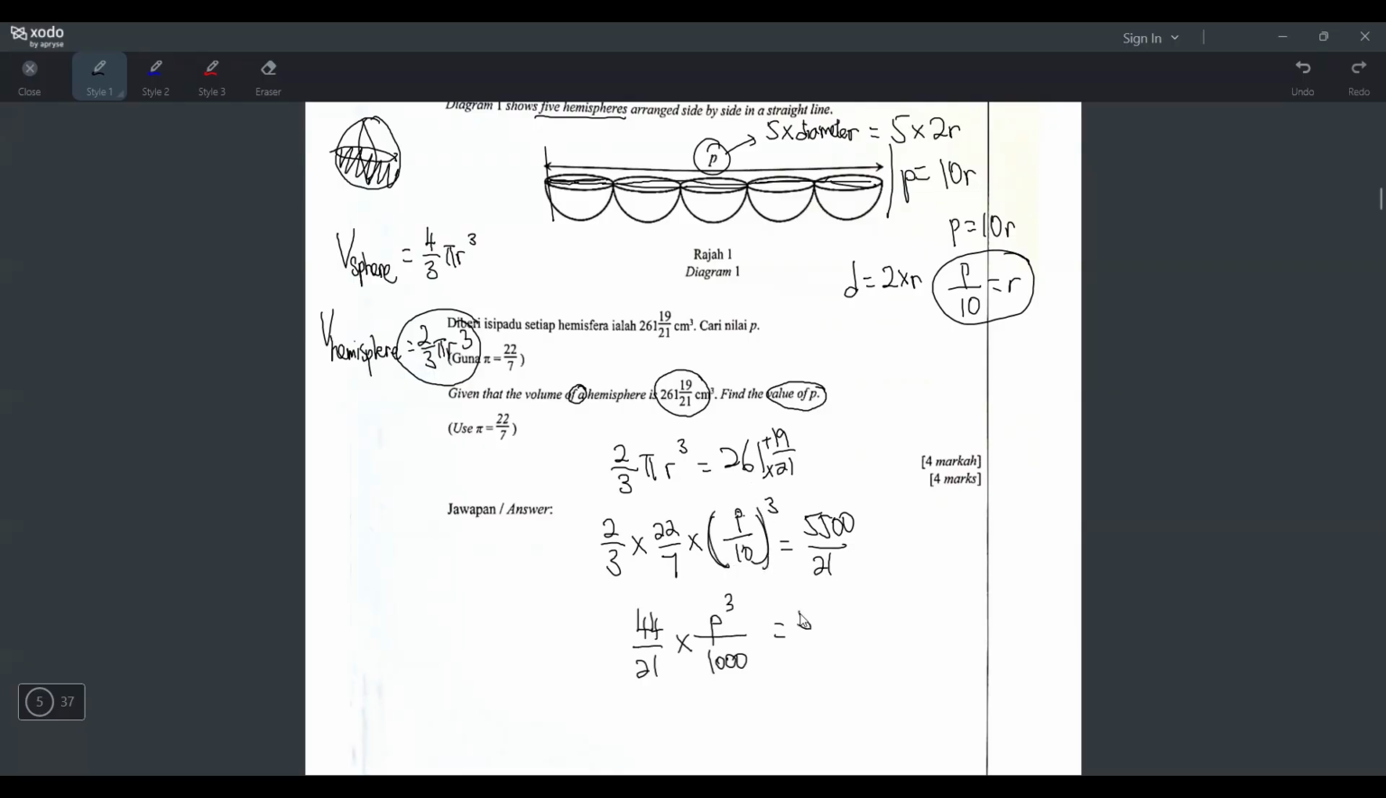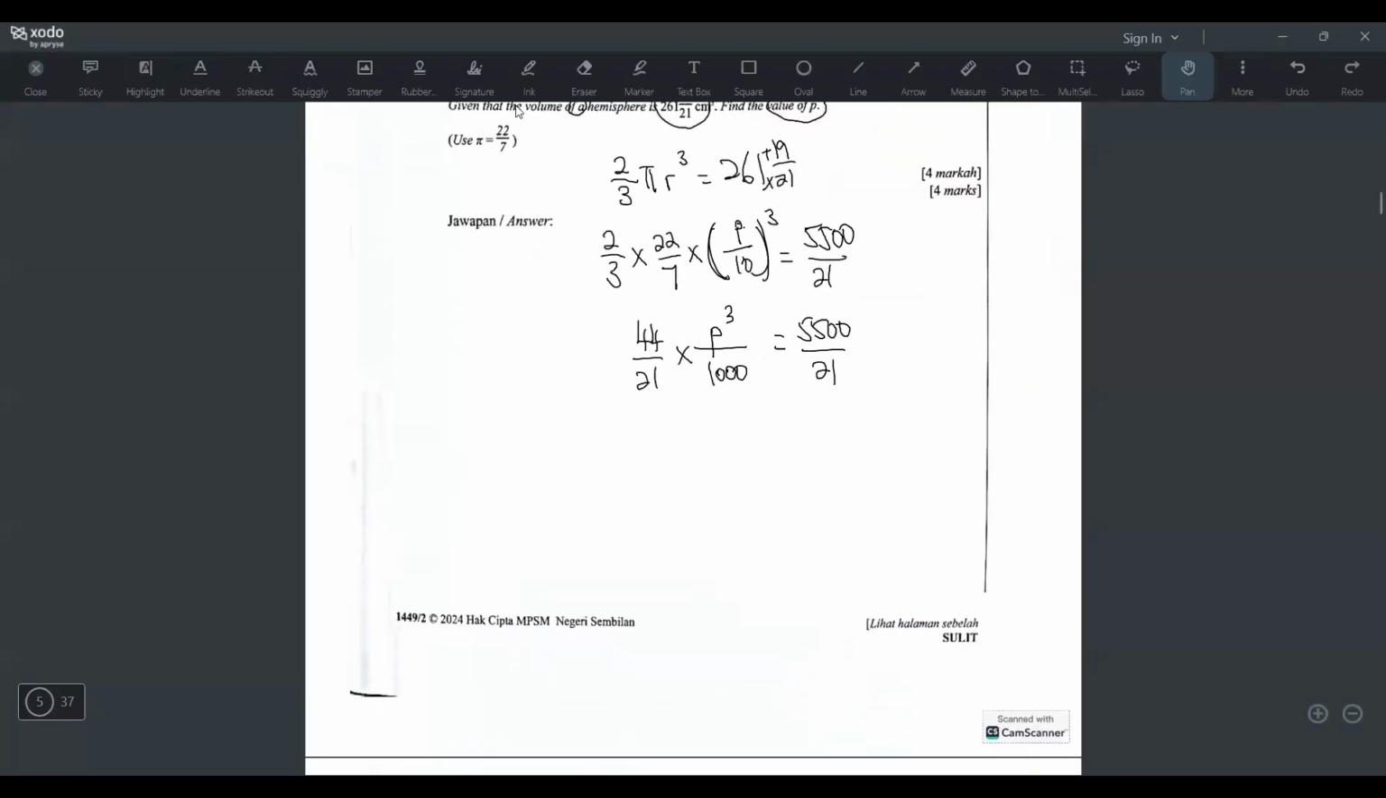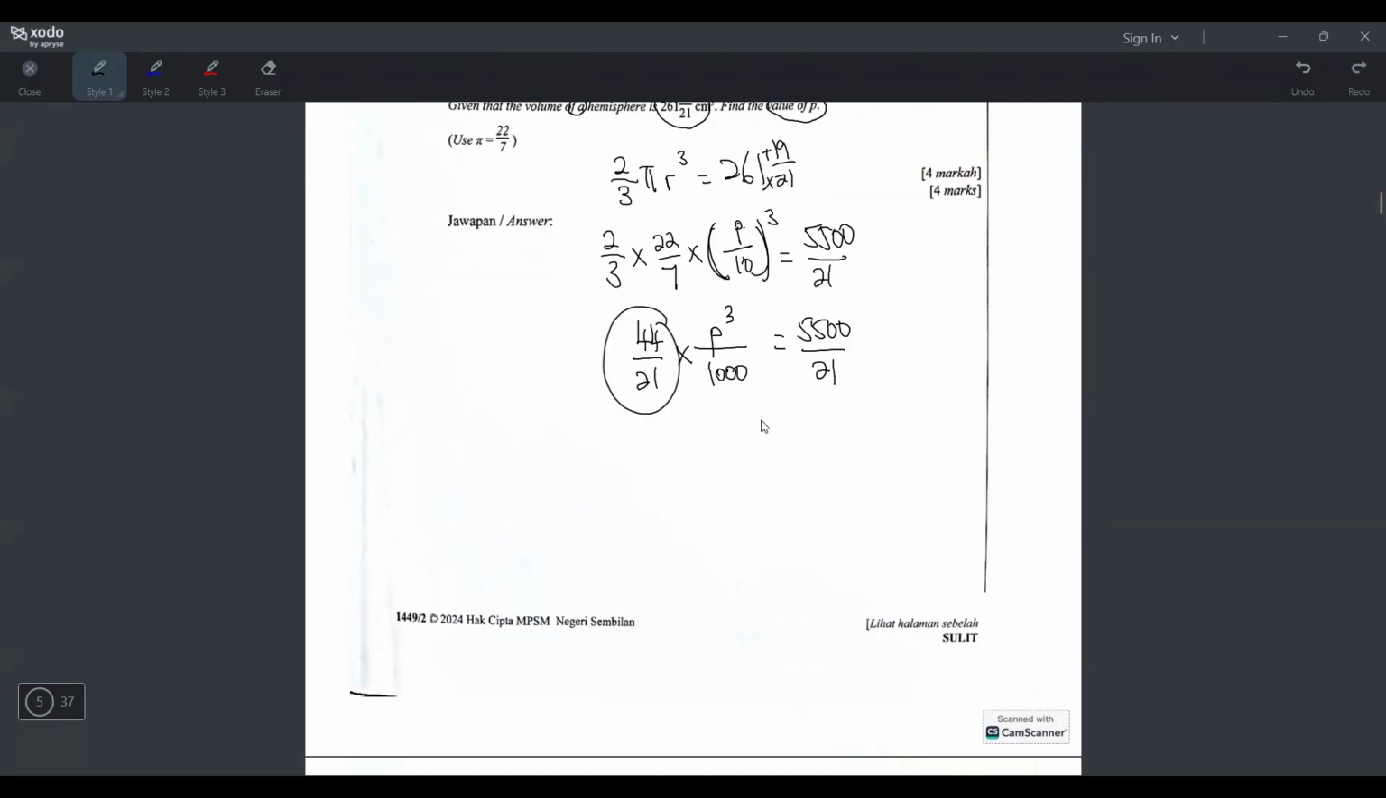And then for the 5500/21, you can just write it down like this. And now we can pindah, we can move this over there. So when we move it over there, it will become like this. P power 3 over 1000 equals 5500 over 21. This 21, can you see, dia duduk bawah?